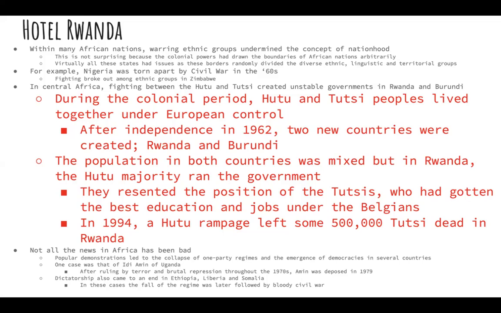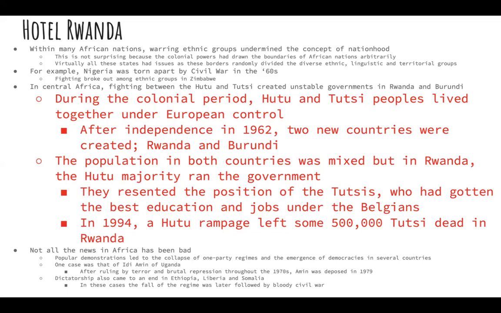Fighting broke out among ethnic groups in Zimbabwe. In Central Africa, the fighting between the Hutu and the Tutsi tribes created unstable governments in Rwanda and Burundi. During the colonial period, Hutu and Tutsi peoples lived together under European control. After independence in 62, the two new countries were created, Rwanda and Burundi. The population in both countries was mixed, but in Rwanda, the Hutu majority ran the government. They resented the position of the Tutsis, who had gotten the best education and jobs under the Belgians.